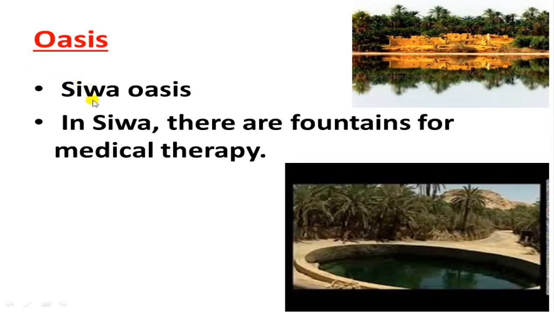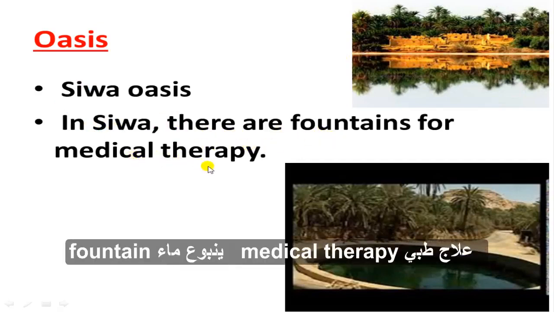Oasis, like Siwa Oasis. It's a piece of land in the desert, but you have life in this land. A lot of people live there. It has trees, water, fountains of water. Green area in the middle of the desert area. Siwa Oasis. In Siwa, there are fountains for medical therapy. If you are sick, you can travel to Siwa.